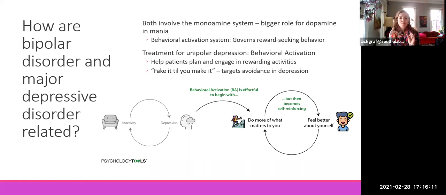Mania can be triggered by kind of the opposite. When people have bipolar disorder, they have to be kind of careful about how many exciting or goal-oriented or rewarding activities they do. Because just like with depression, becoming too inactive and avoiding rewarding activities too much makes depression worse. In someone who's at risk for mania, engaging in too many rewarding, positive, exciting activities can actually increase their risk for having a manic episode.